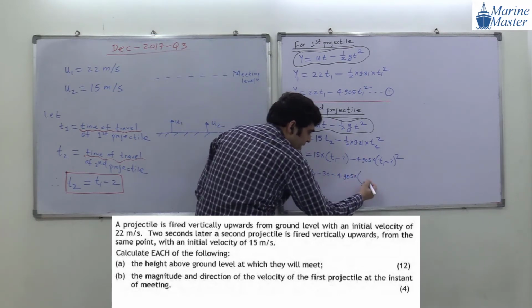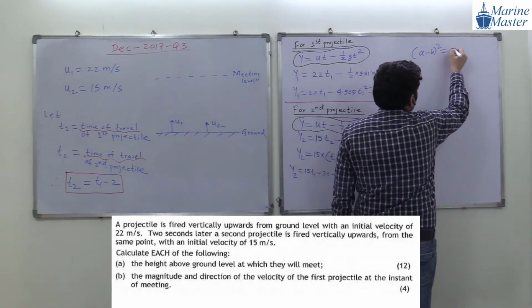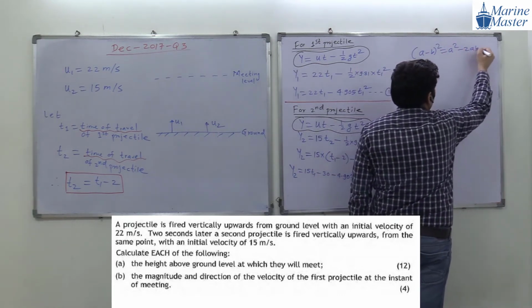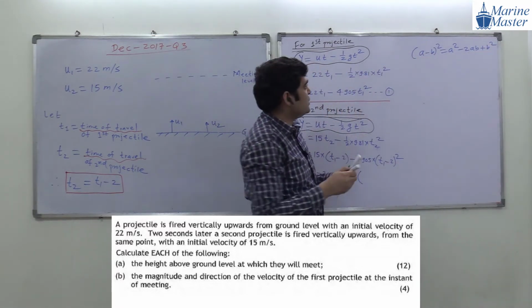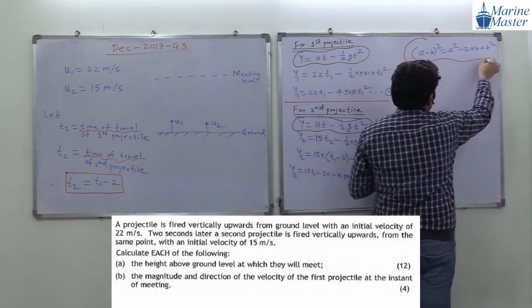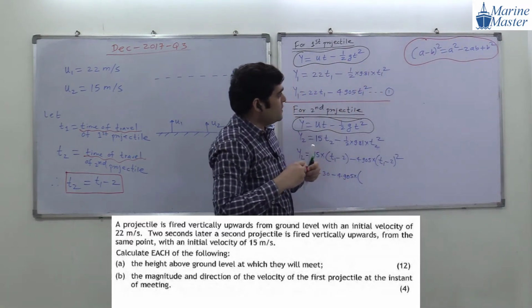Okay, everyone, don't write anything. And we know this formula: A minus B whole square is equal to A square minus 2AB plus B square. Guys, mathematics, if you don't know this relation, please write down this relation for our reference. A minus B whole square. Okay, so what will be the next point here?